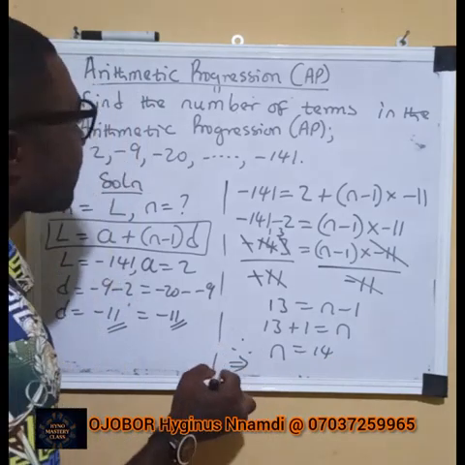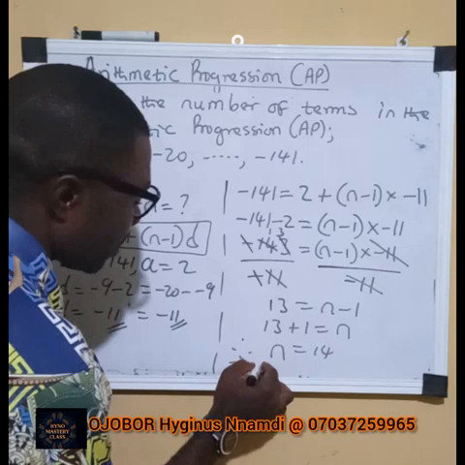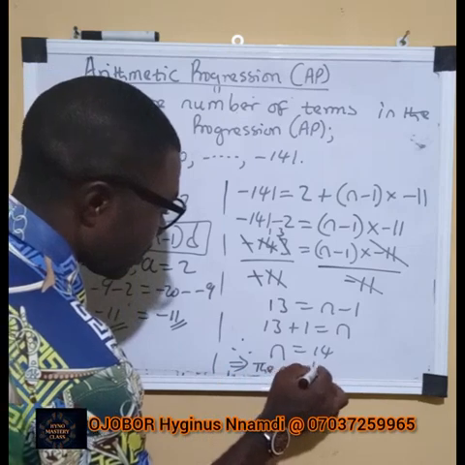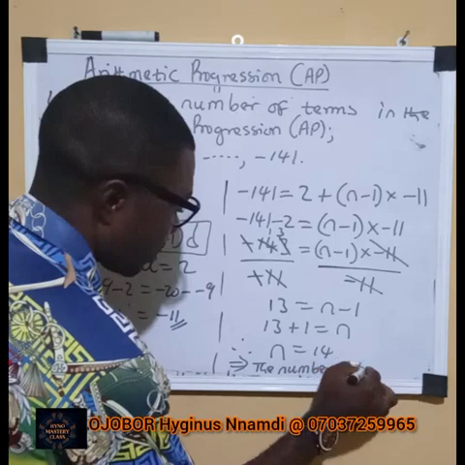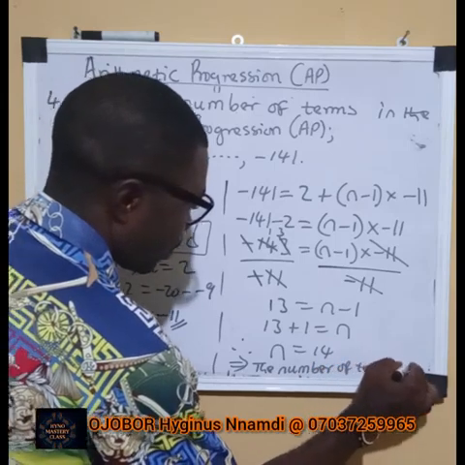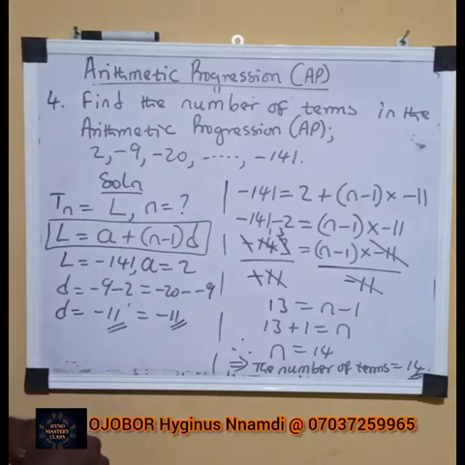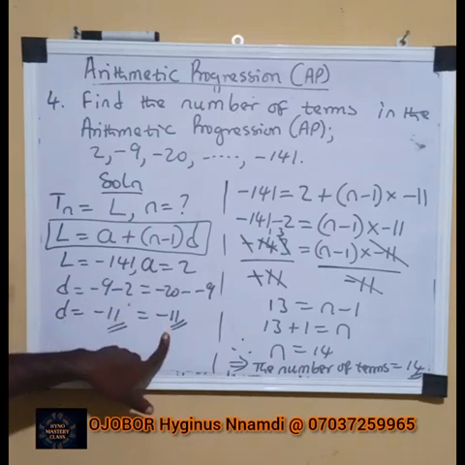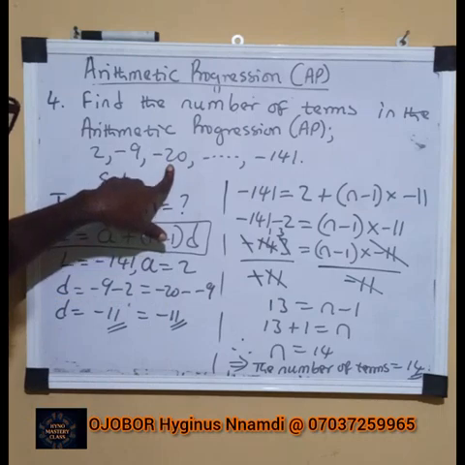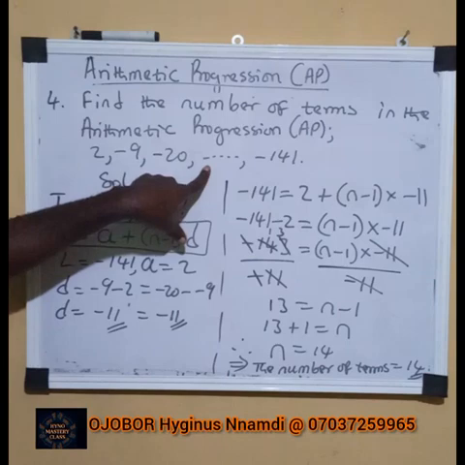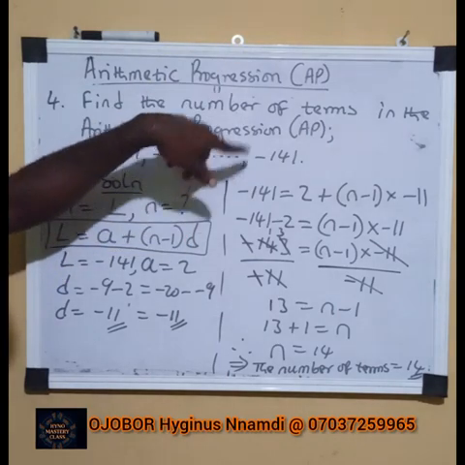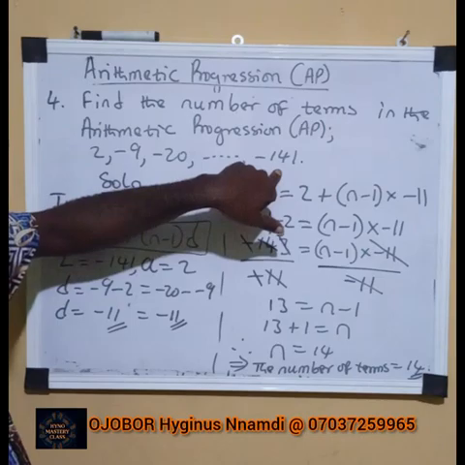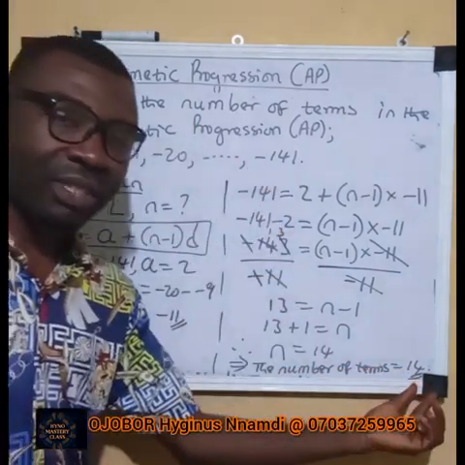Therefore, that implies that the number of terms is equal to 14. Okay, so if we begin to put all the terms here by addition of minus 11 to a term to get a succeeding term, minus 11 here you have minus 31, you add minus 11 again, you have minus 42, and it will continue to increase, and you end up getting all the terms up to this minus 141. If you count them, you will get 14 numbers.